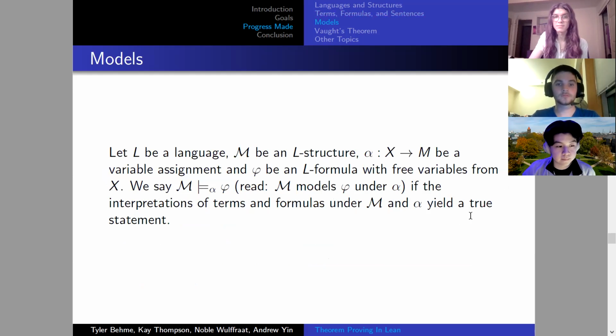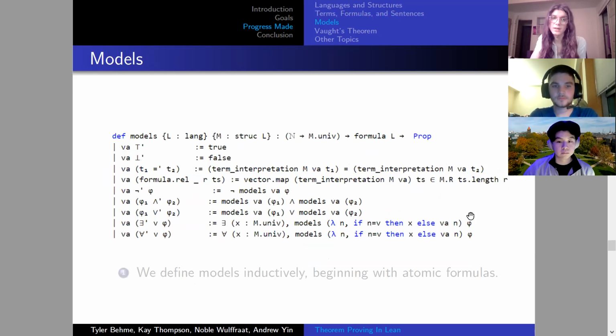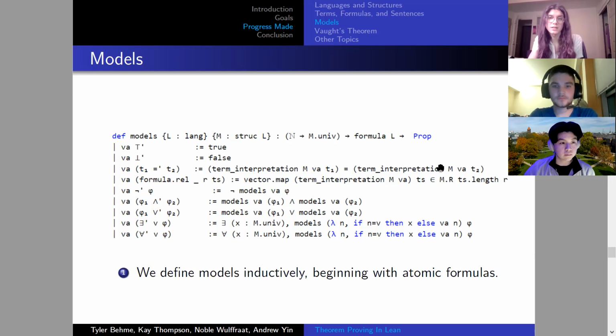Okay, next we define the notion of models. If we let L be a language, M be an L structure, alpha be a variable assignment from X to M, and phi be an L formula with free variables from X, then we have M models phi under alpha if the interpretation of terms and formulas under M and alpha yield a true statement. Our definition is inductive again, and we take a language and a structure over that language. If we take a variable assignment and a formula, we will get either true or false, depending on if it is modeled or not.